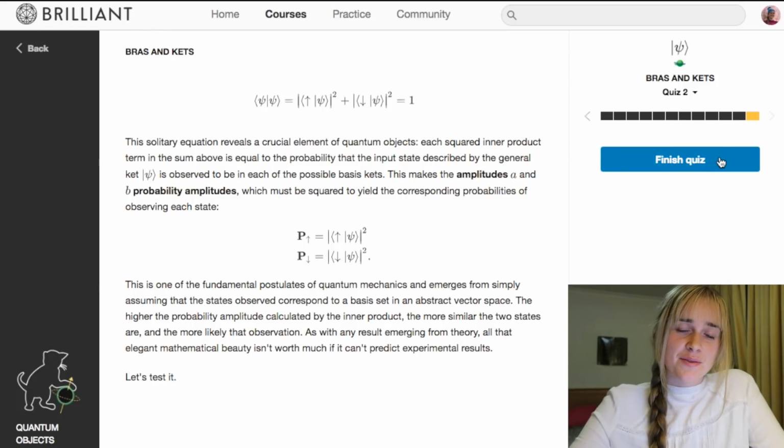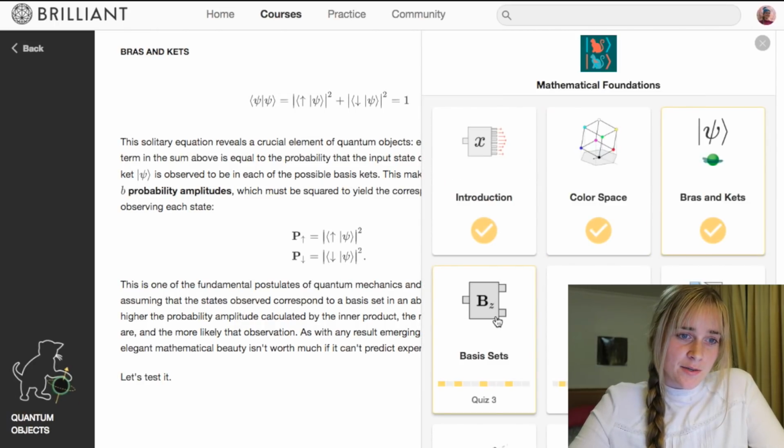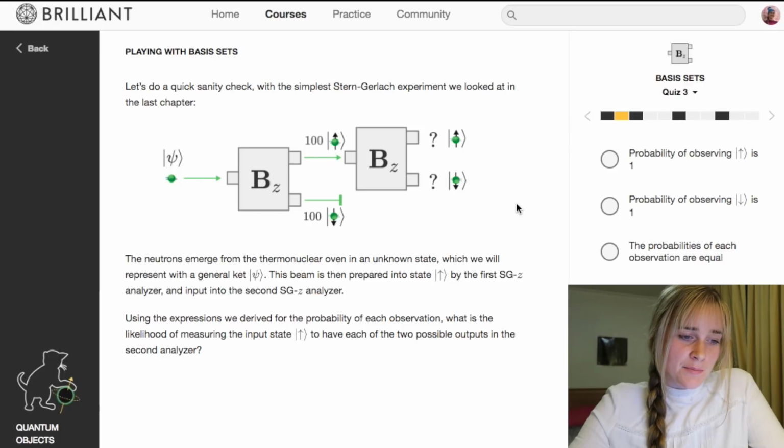So we want to use this new thought and put it to the test to see if it can help us explain some experimental results. So we're going to finish this quiz and move on to the next one.